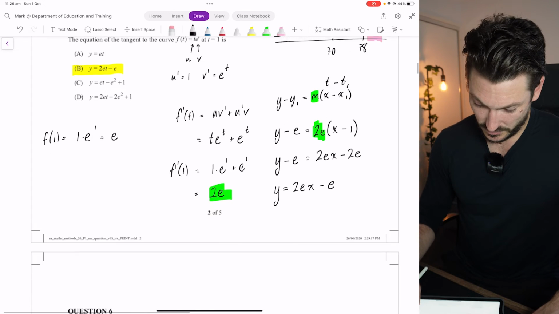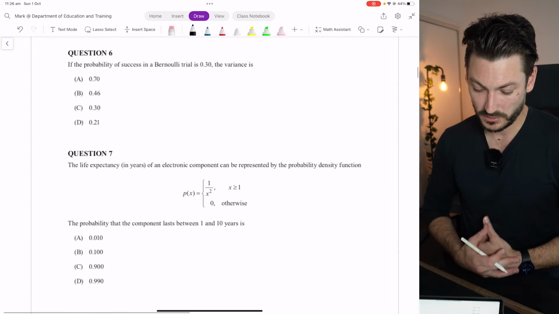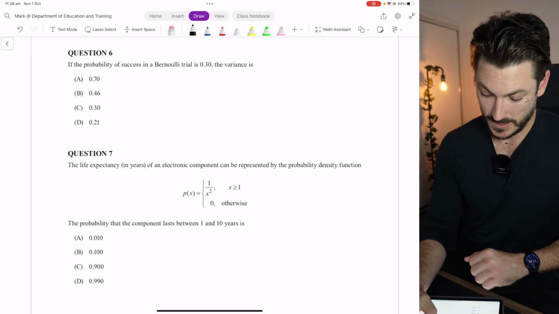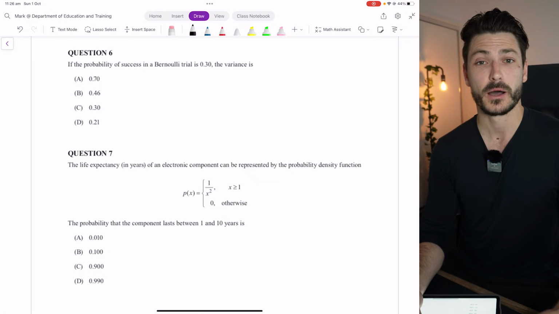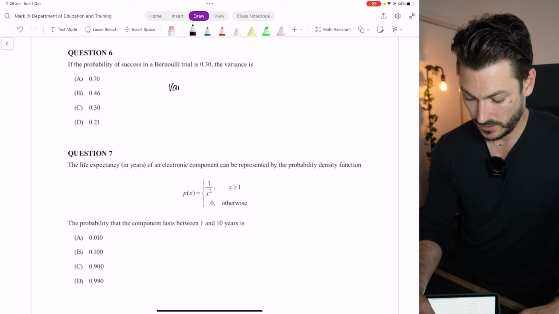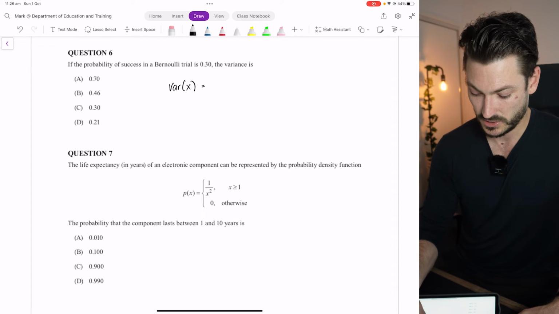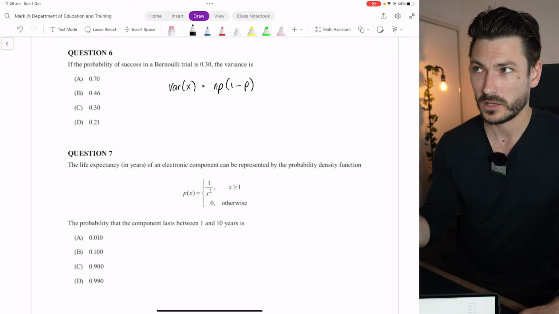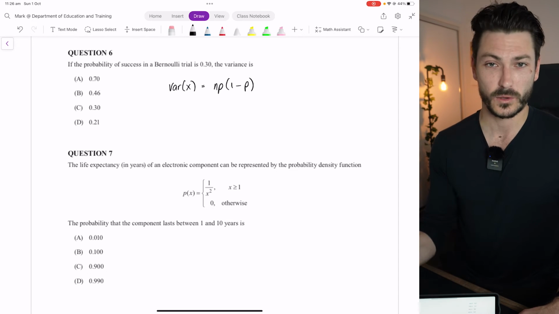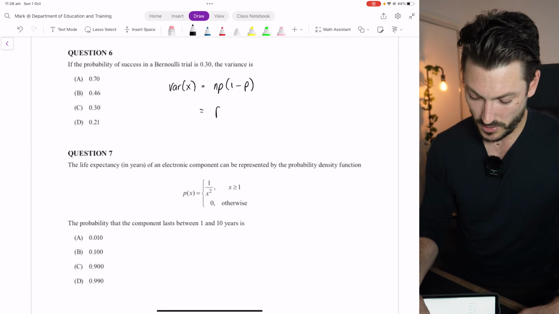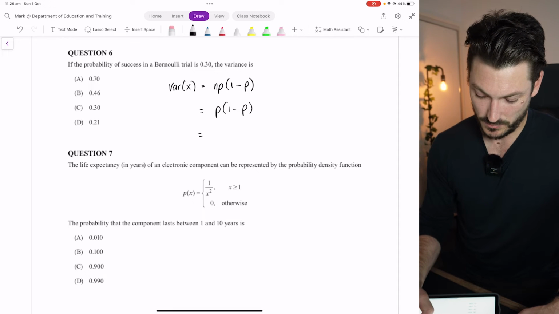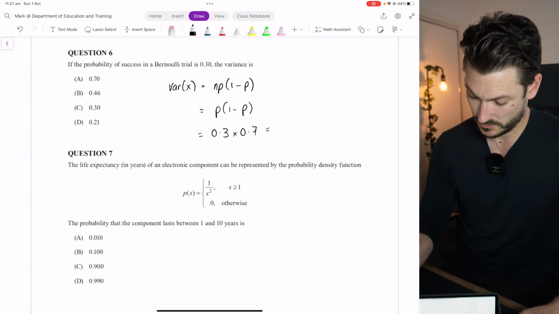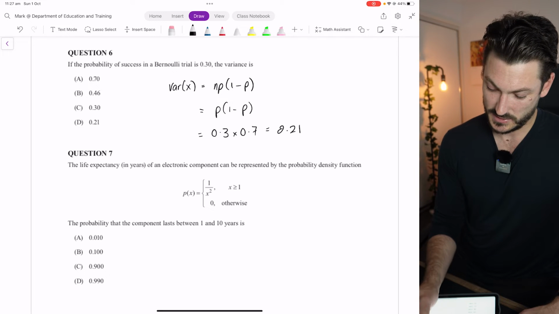Question 6, let's move on. If the probability of a success in a Bernoulli trial is 0.3, what's the variance? A Bernoulli trial is a special type of binomial. The variance in a binomial distribution is np(1 minus p), but where this is a Bernoulli trial, n is just always equal to 1. So we're just going to have p(1 minus p), which is 0.3 times 0.7. 3 sevens are 21, so it's going to be 0.21, which is D.